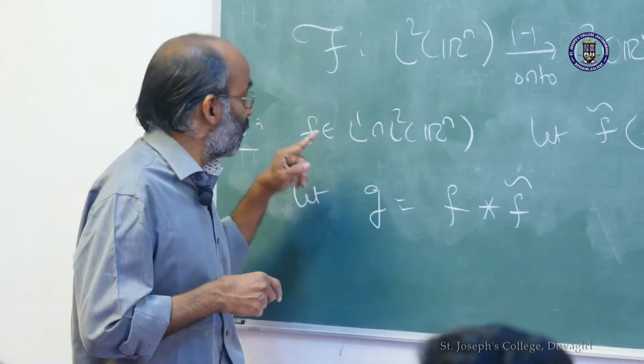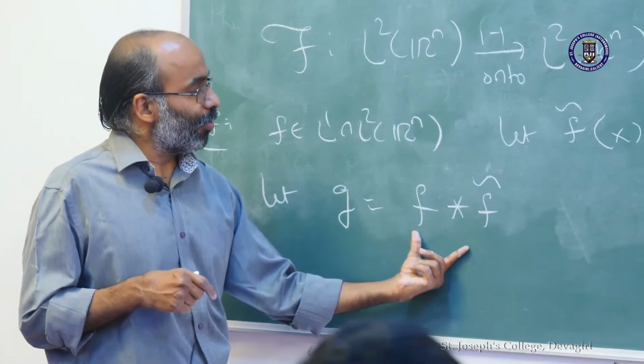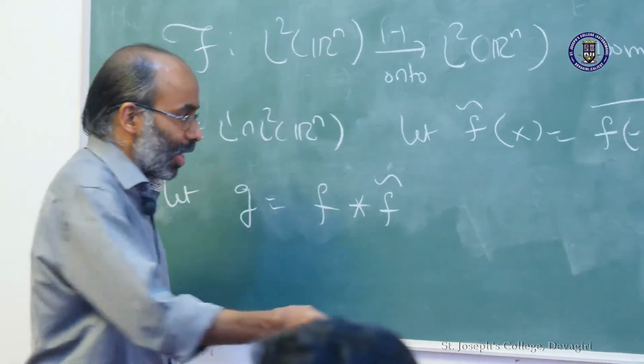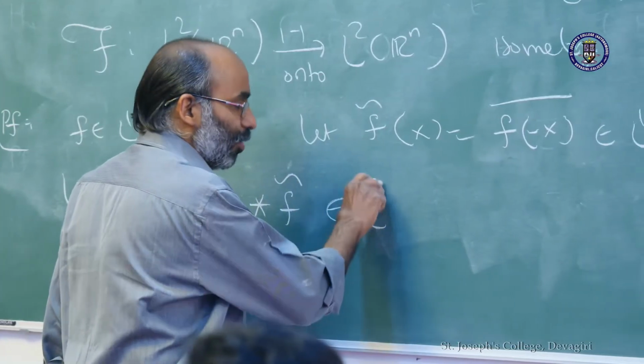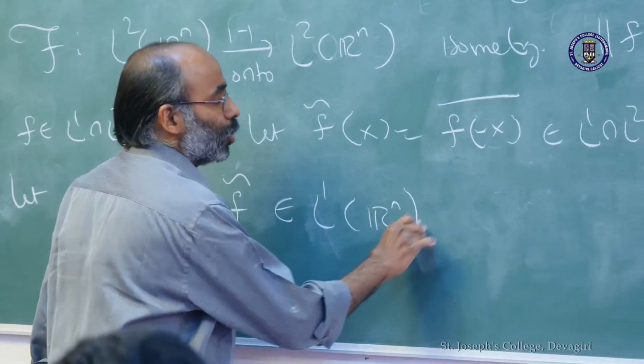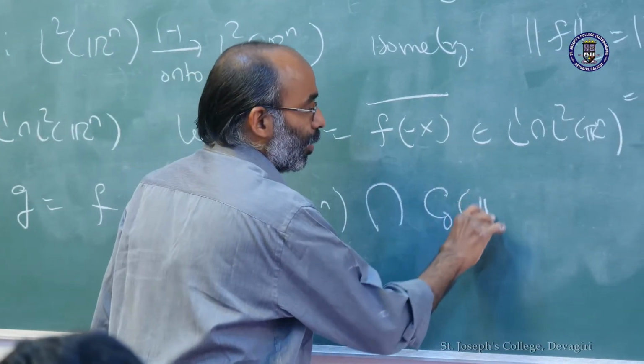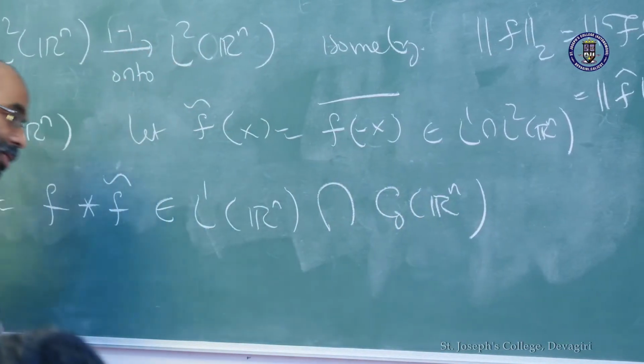And both are in L1, so when you convolve, you are still in L1. So, it has all kinds of properties. This belongs to L1 first of all, and it also belongs to C0 of Rn. So, it is a very nice function.